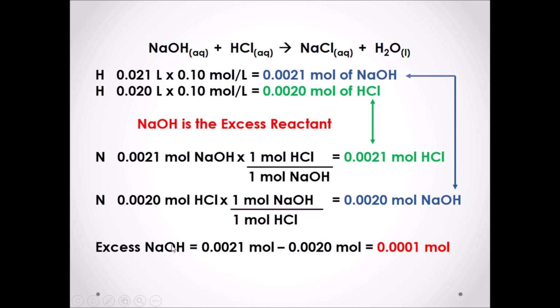We now need to find how much we have left over in moles of sodium hydroxide. So we will take what we have minus what we needed in the reaction to give us a remaining 0.0001 moles of sodium hydroxide left over in the solution.